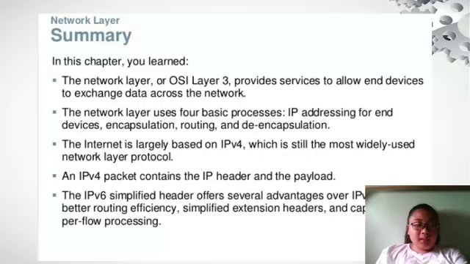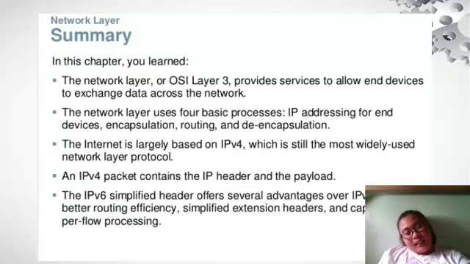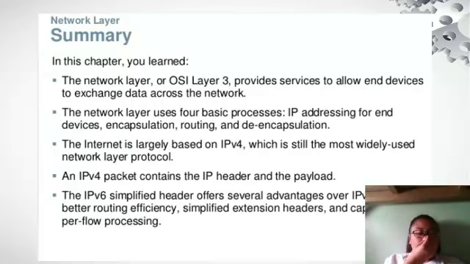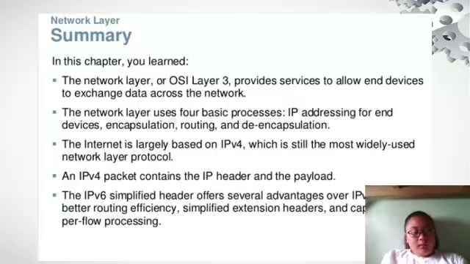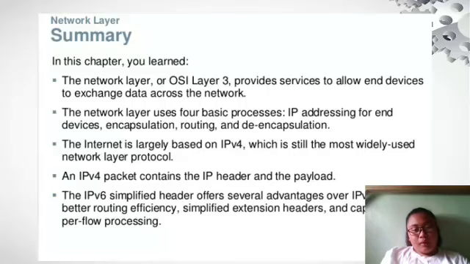The summary. In this chapter we learned that the network layer or OSI Layer 3 provides services to allow end devices to exchange data across the network. The second one is the network layer uses four basic processes, which are IP addressing for end devices, encapsulation, routing, and de-encapsulation. The third one is the Internet is largely based on IPv4, which is still the most widely used network protocol.